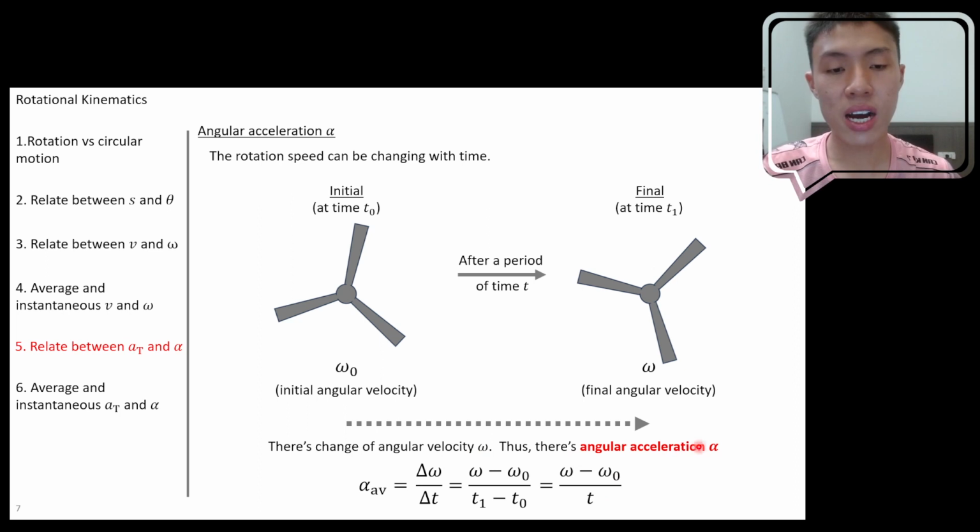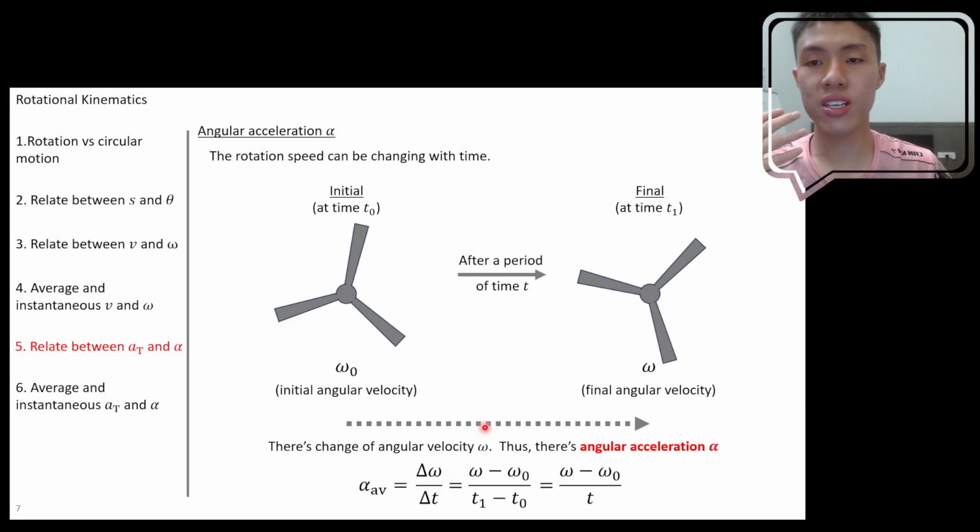So this is how you determine the average angular acceleration. You take the change of angular velocity divided by the time taken for that angular velocity to change. Very similar to the acceleration that you learned in chapter 2.